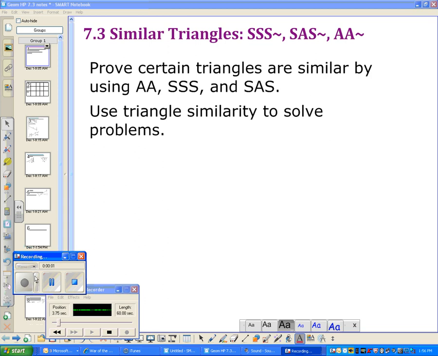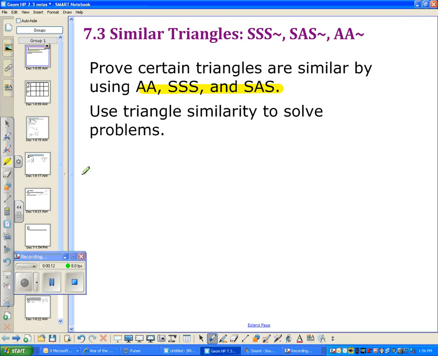Okay, 7-3, we are talking today specifically about similar triangles. By the end of the video, you should be able to prove certain triangles are similar either by angle-angle, side-side-side, or side-angle-side similarity. So I'm going to put little tildes there. Remember, this little tilde means similar.